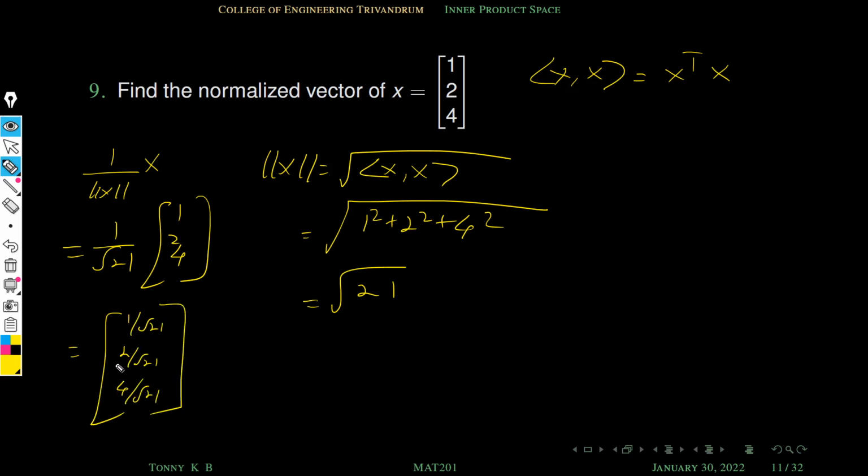So 1 by root 21, 2 by root 21 and 4 by root 21. This is the normalized vector corresponding to this vector. It is clear that its norm is 1, because we know that all normalized vectors are unit vectors. You can verify.